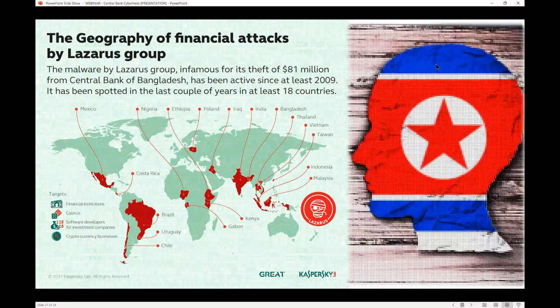All Lazarus groups are allegedly linked to the DPRK, which is the official name of North Korea. And despite efforts by the US government to stop them, APT-38 remains active and dangerous to institutions all over the world.